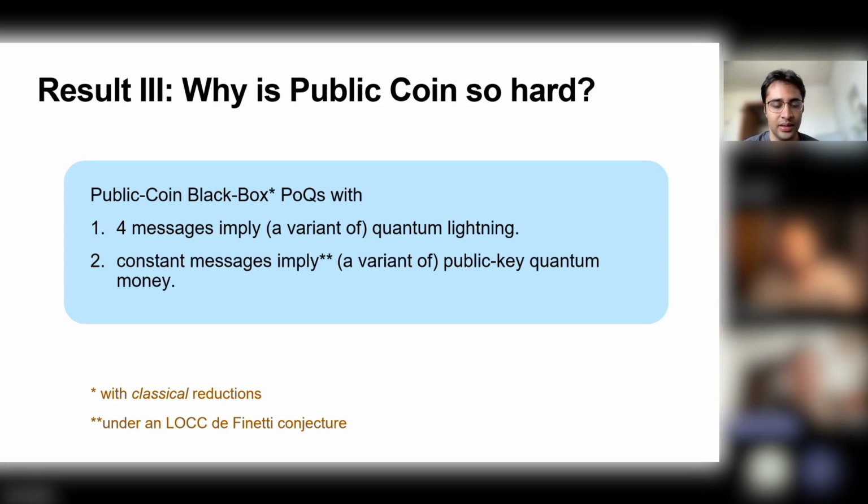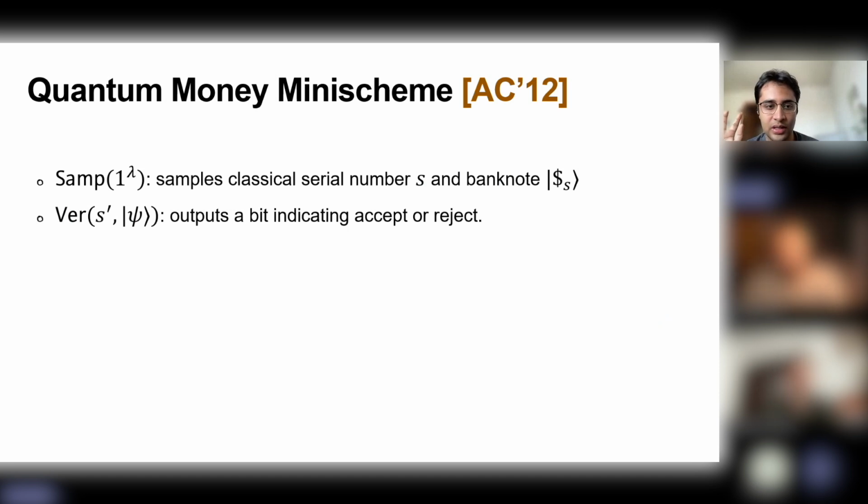Okay, makes sense. So one thing I want to talk about here is what I mean by a variant of. Because here it's not those pesky adjectives from before. It's a meaningful difference here. So I want to cover quickly what a quantum money mini scheme is. This is what I refer to as public key quantum money effectively. It has a sampler which samples a classical serial number S and a quantum banknote $S. So anyone can sample a serial number and banknote. And the verifier says, for this given serial number, is this banknote valid?